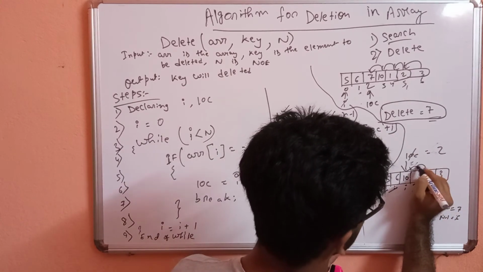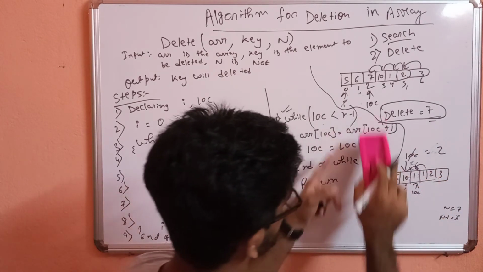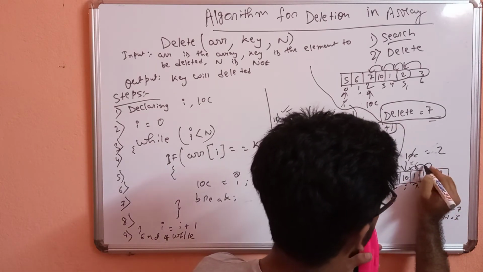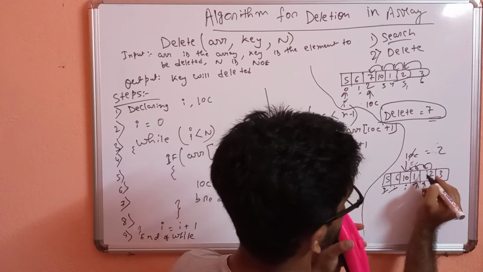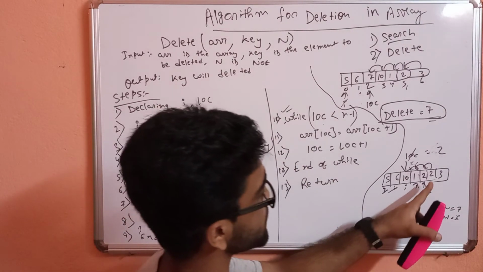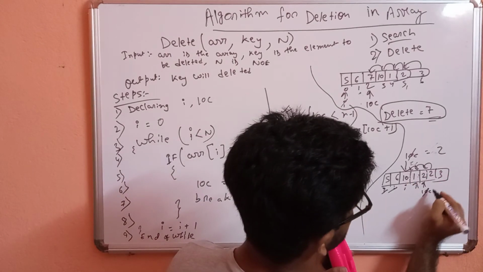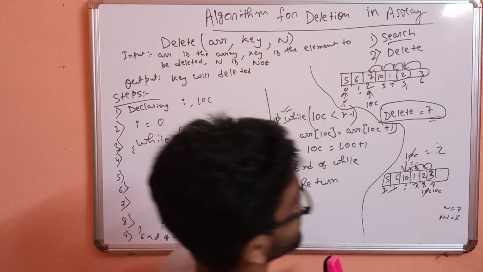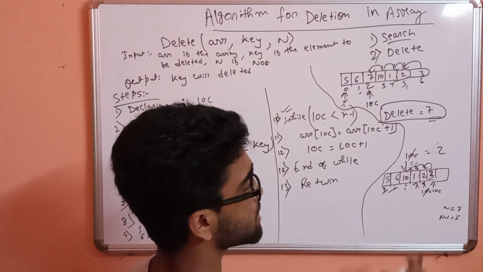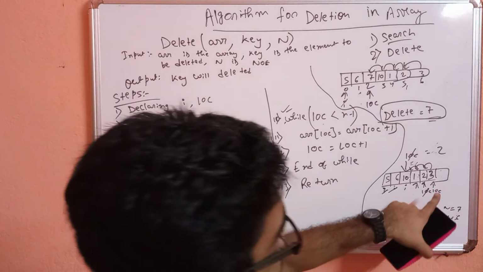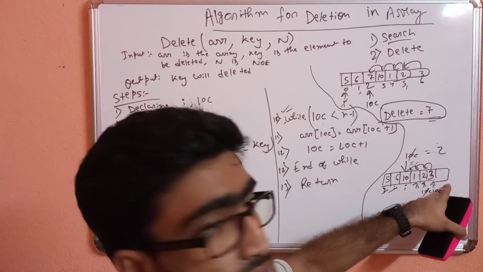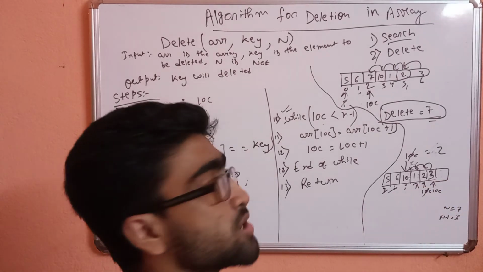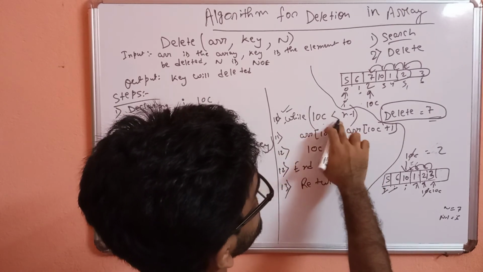Again it does the same. 1 will travel here. Again doing the same, but LOC is here now. Now 2 will come here. Again LOC is incremented. LOC is here. Now 3 comes here. Observe this: LOC doesn't go till the last index, because the last index is empty now. No need to go there. That's why we have written LOC less than n minus 1.